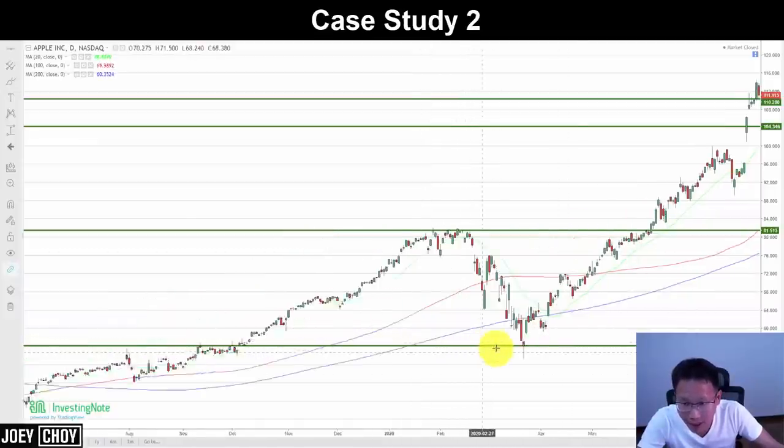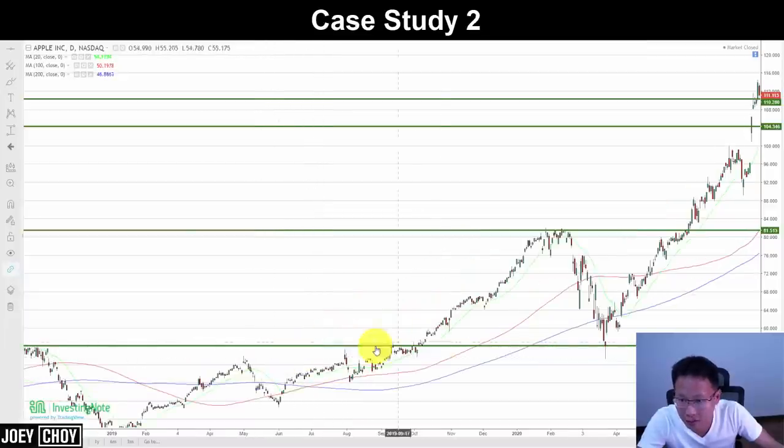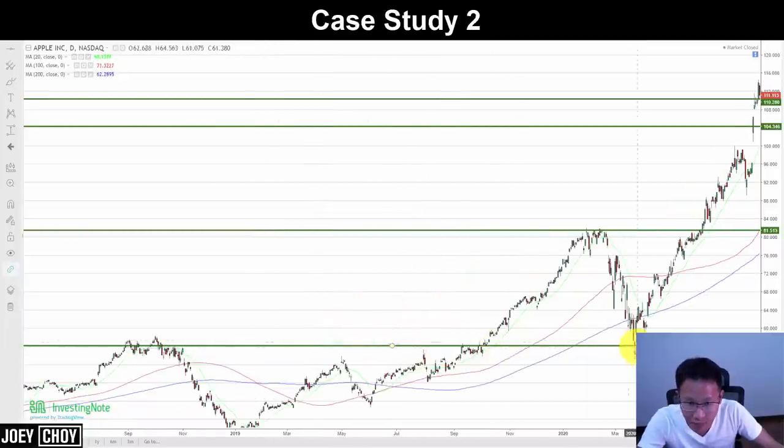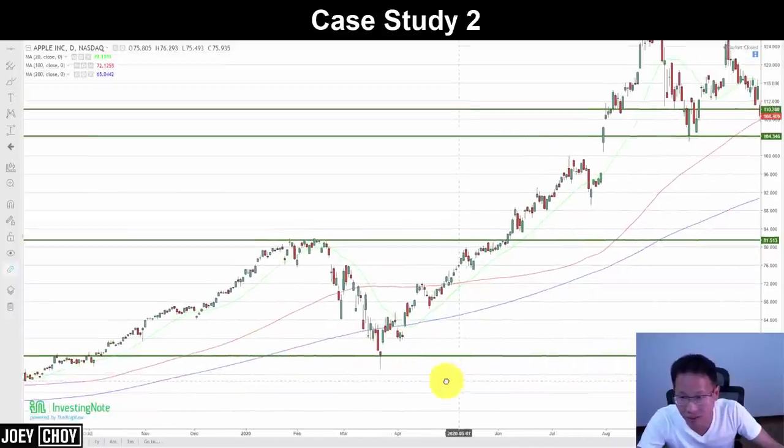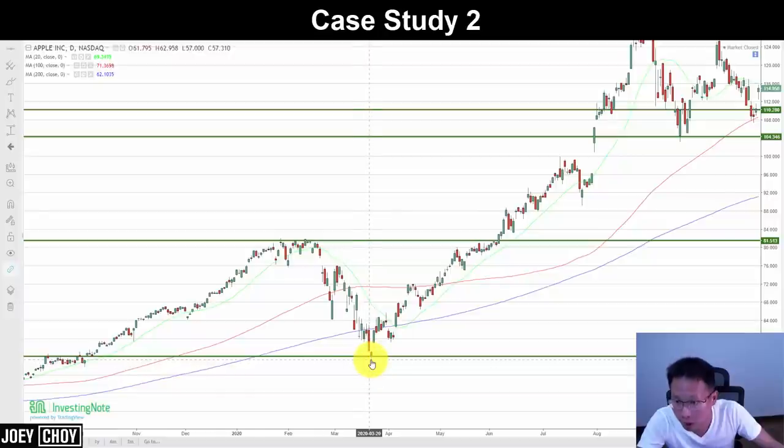So after this candle, and it happened right at this support level, at that $56, $55 was the resistance turned support, we saw this candle, and that's where the rebound really started for Apple, right? This is the candle right here on the 23rd of March 2020.